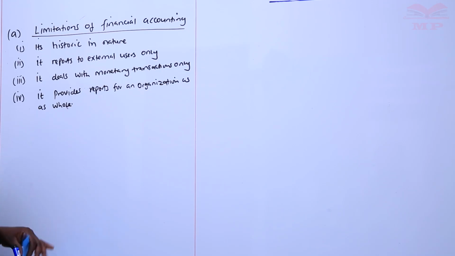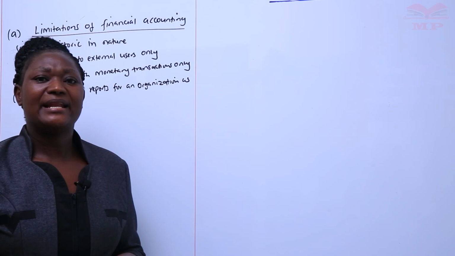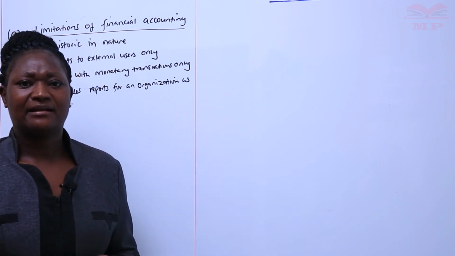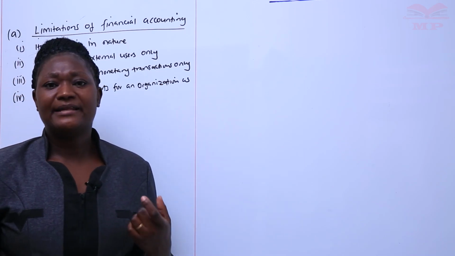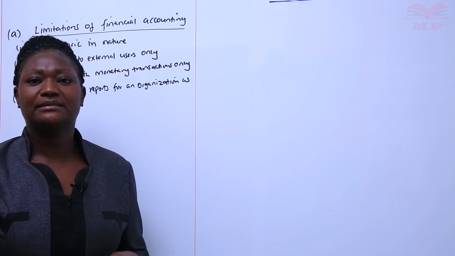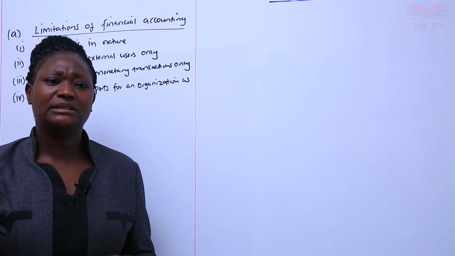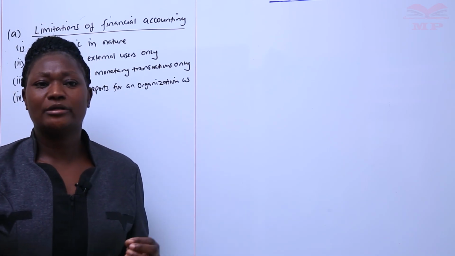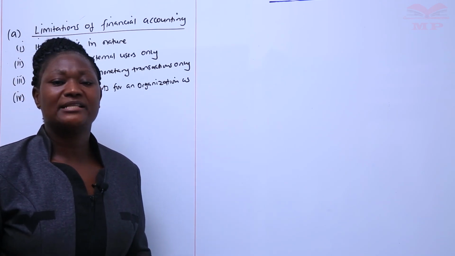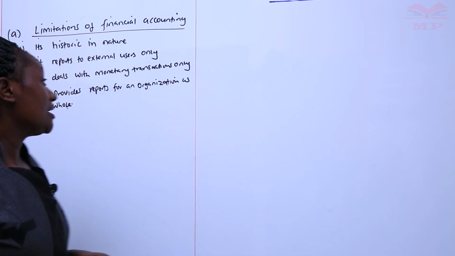And then part 2, we say that it reports to external users only. Management accounting normally provides information to internal users. Like financial is providing to people like investors, creditors, suppliers, etc. But now when it comes to management accounting, it is providing information that is to help the management, like to aid execution of managerial functions such as planning, controlling, organizing, and so on.